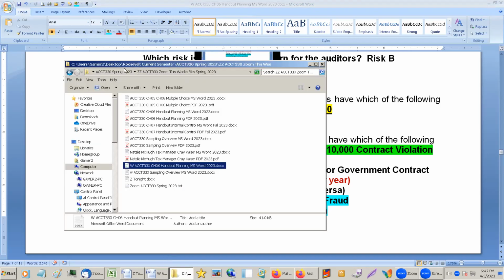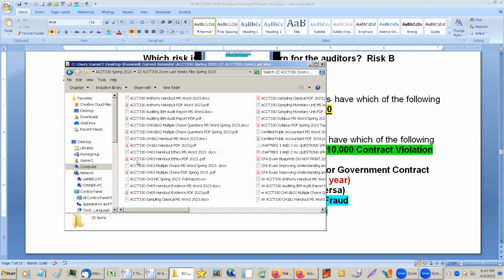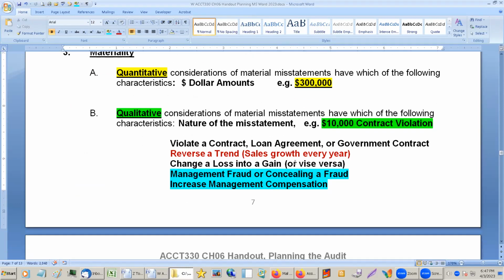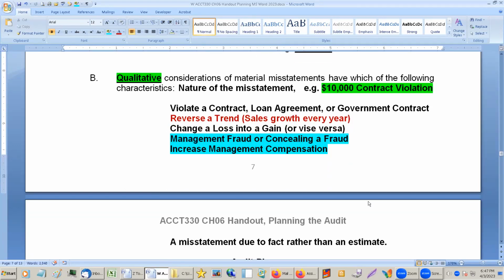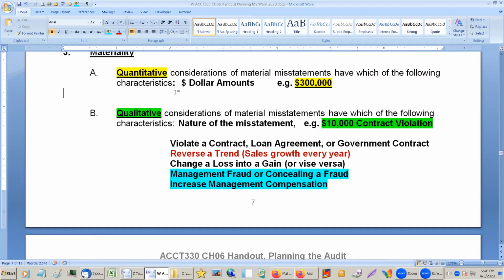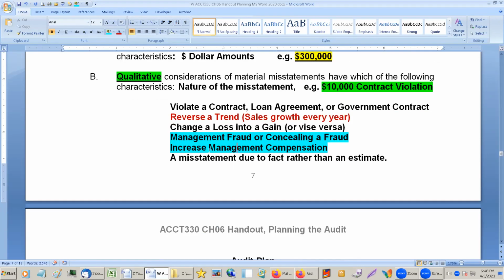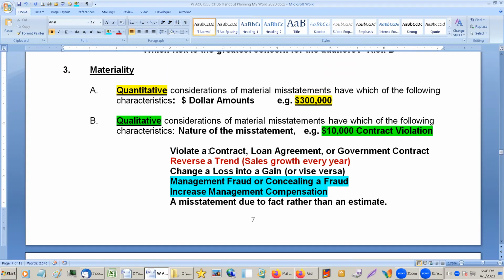Did we do the Anthony case in here? We did. Yeah, that Anthony case is kind of an example of that. They cooked the books, and part of it was to increase their compensation. This last one's a little bit wonky. It's a misstatement due to fact rather than an estimate.